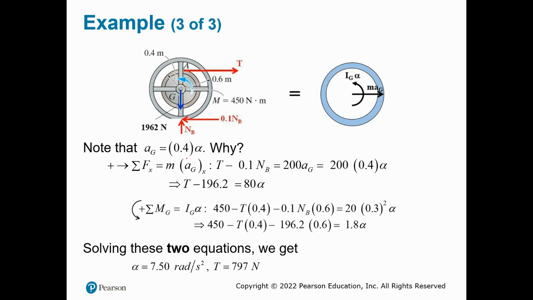And then you'll have sum of F equals m a_G in the horizontal direction. Plugging in all our values, we can write our tension in terms of alpha. And also we have our rotational motion, sum of M_G equals I_G alpha, which gives another equation of motion, another equation with two unknowns, tension and alpha. With two equations and two unknowns, we can solve for alpha and tension.